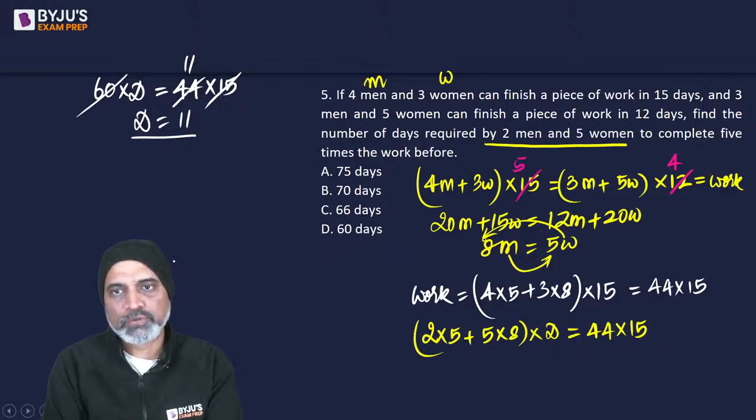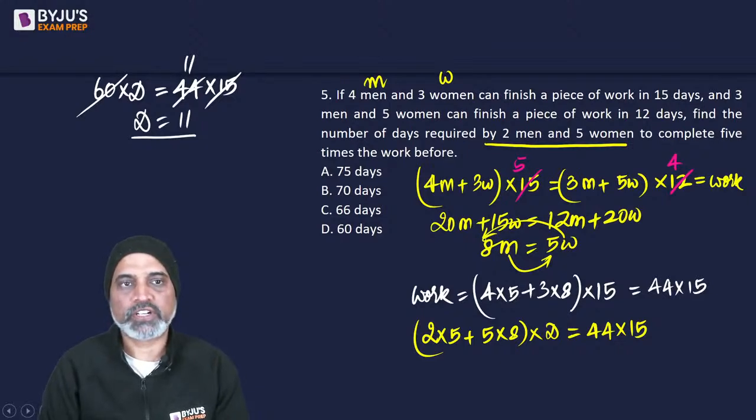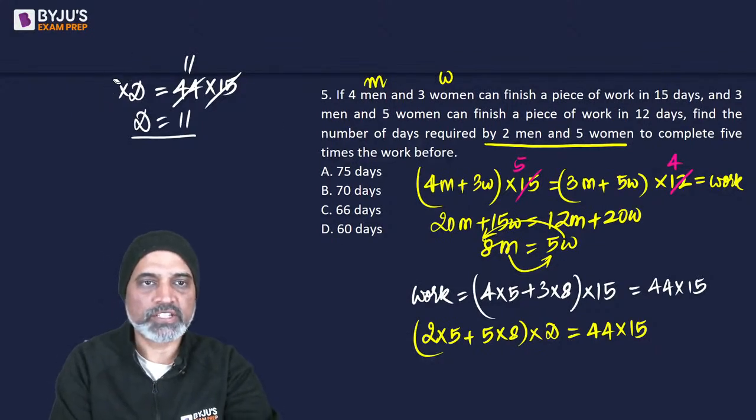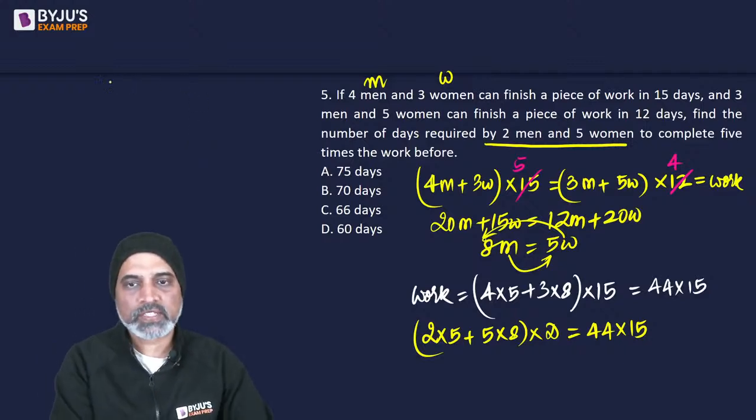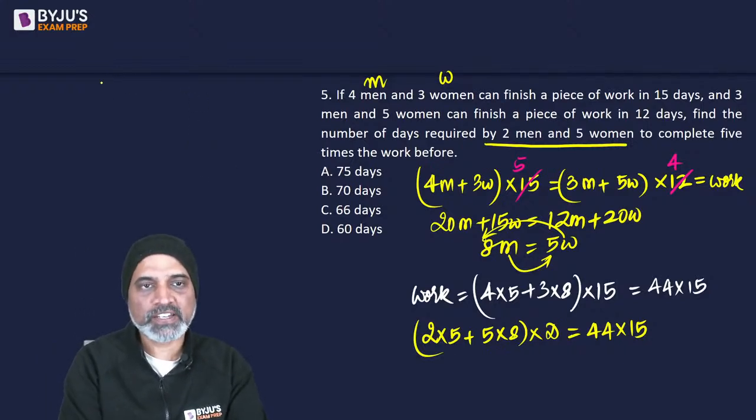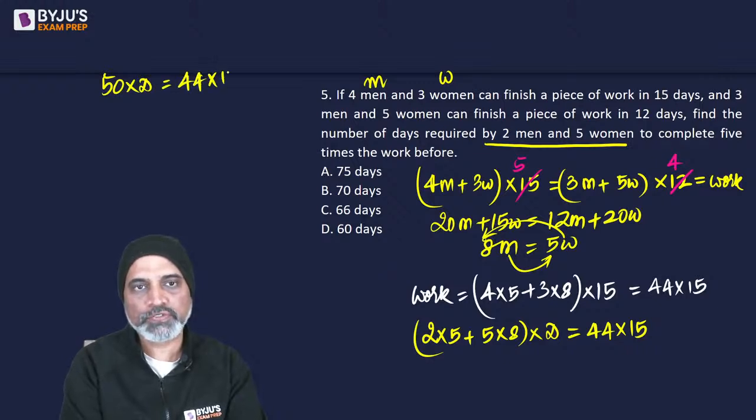And we will have 2 men and 5 women. Just have to confirm if they have interchanged men and women or not. So 2 into 5 will become 10 plus 40, right? So here is the mistake. It's not going to be 60, it's going to be 50. So 40 plus 10, so 50 into D is equal to 44 into 15.